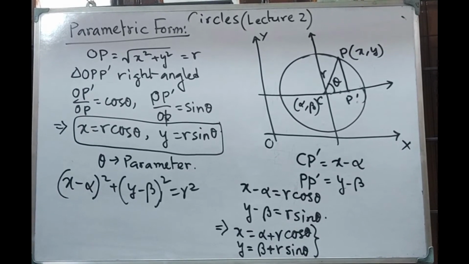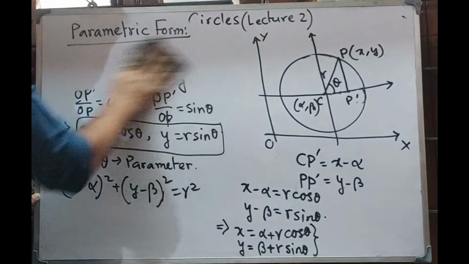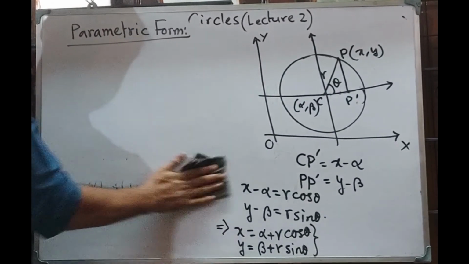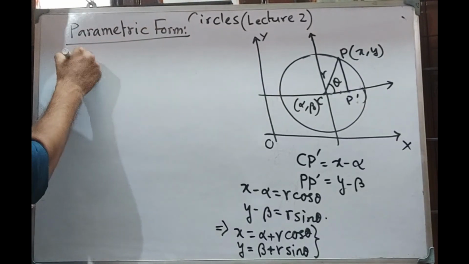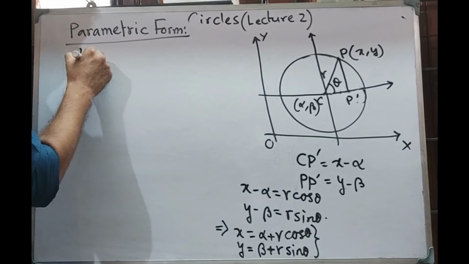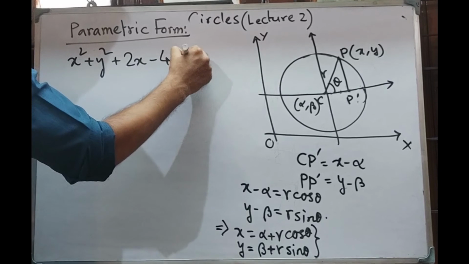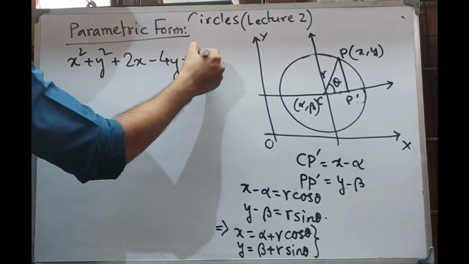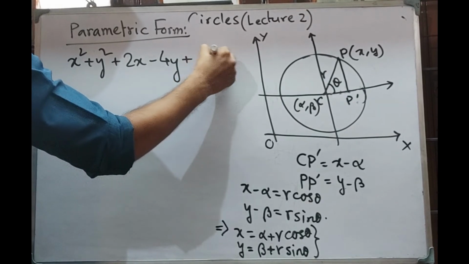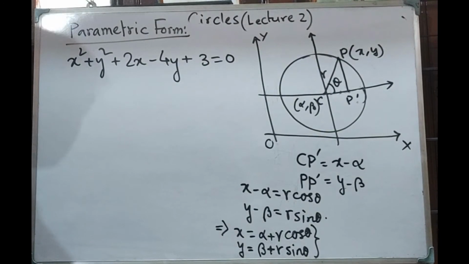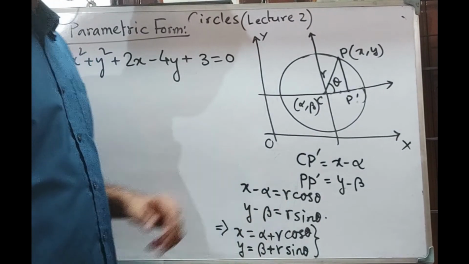I think it is clear to everyone. So let me show you one example. If I take the equation of a circle in central form, or you can say in the general form also, say x square plus y square plus 2x minus 4y plus, say, 3 equal to 0. Then two things we need here, the center alpha beta and the radius r.